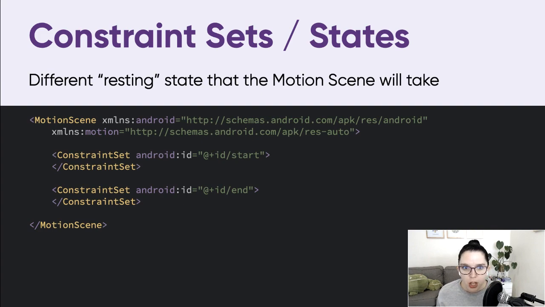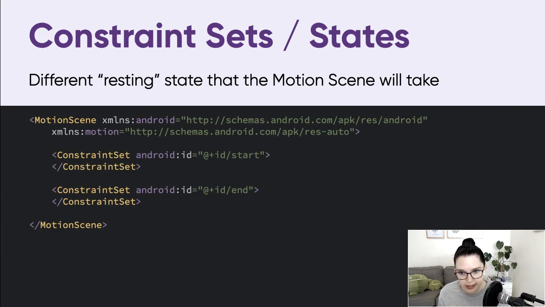So let's look at constraint sets and what that actually means inside the motion scene. A constraint set is what I like to think of as a resting state that the motion scene will take. We are used to creating constraints when we are creating layouts with constraint layouts. And a constraint set is basically just all those constraints defined within a set, and they are then used to be applied to your layout. So in this example, we have a start and an end constraint set.